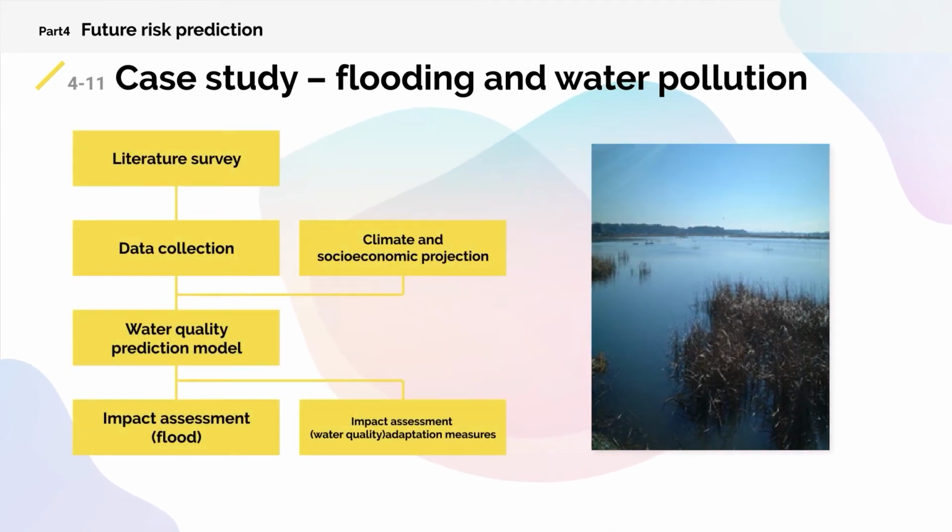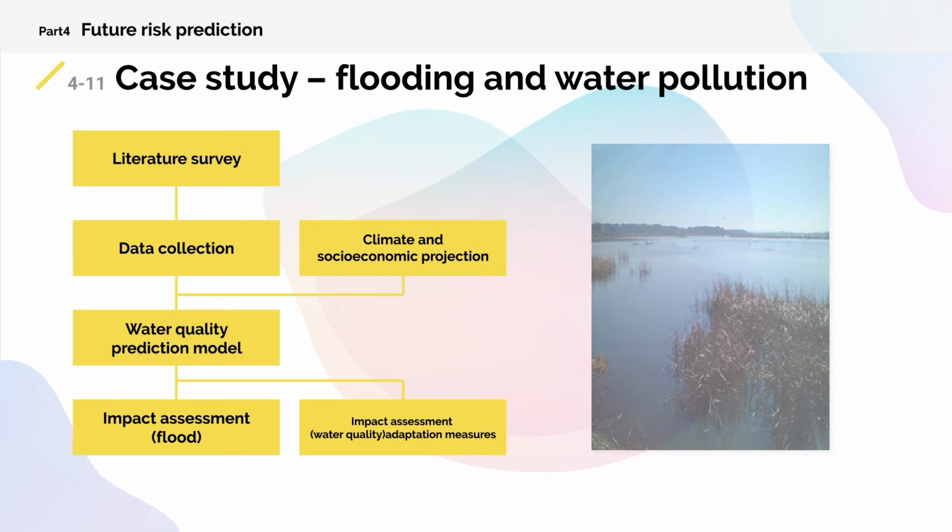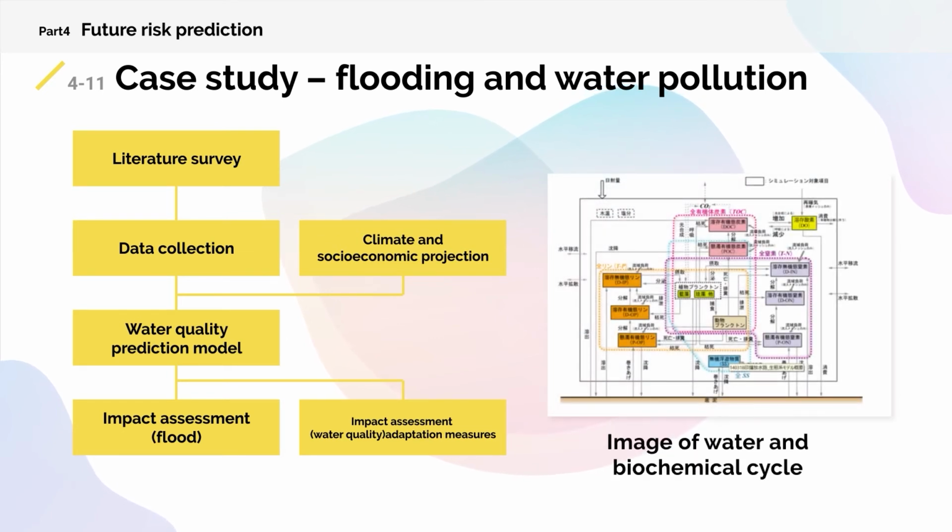A literature review was conducted to develop a water quality prediction model. Numerical data, including a climate projection, were input to the model. 22 measures in 3 sectors, namely, flood control, improvement of the water quality of inflow water, and the environmental management of lakes, were examined from the viewpoints of feasibility and effectiveness.